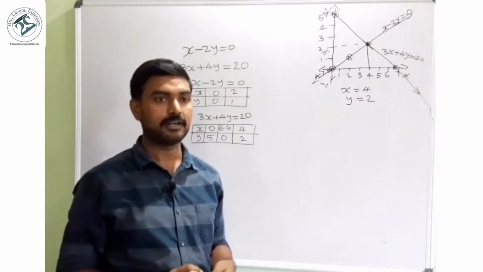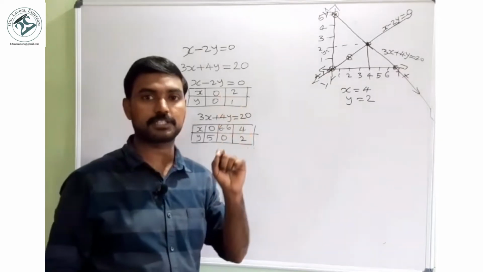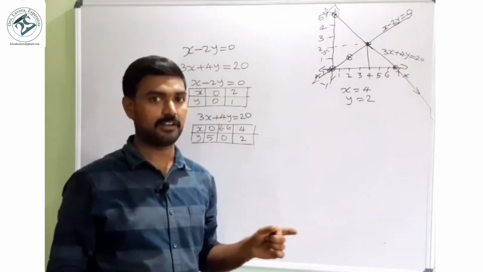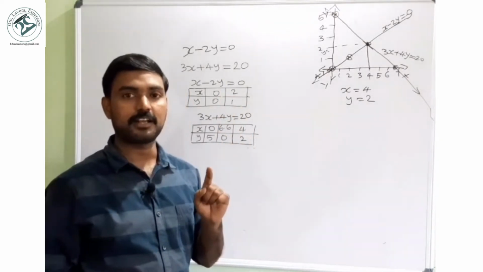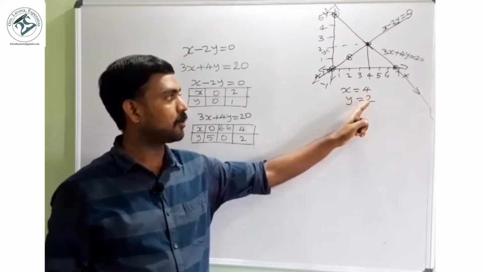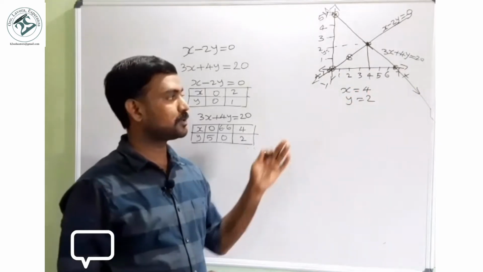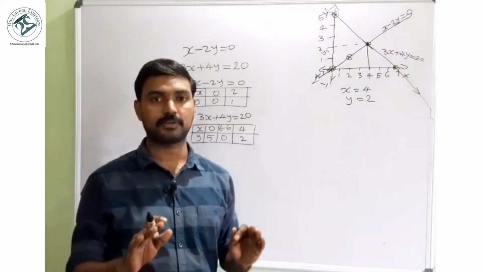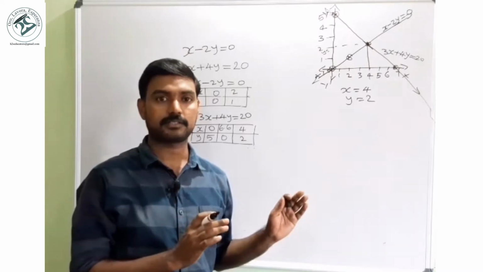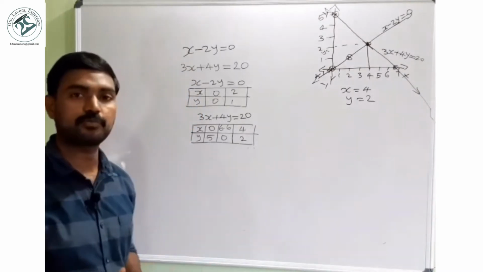In part 1, this question, x was the number of times she rode the giant wheel, and y was the number of times she played hoopla. So she played hoopla 2 times and rode the giant wheel 4 times. So we got the solution by using the graphical method. So that was the first session of this topic.